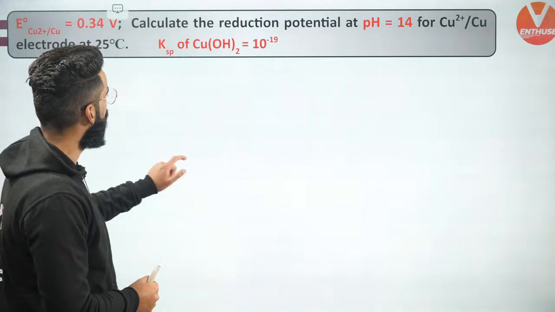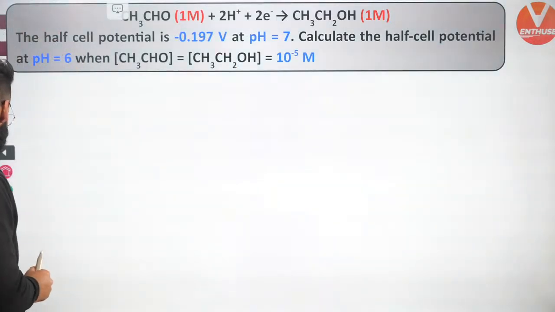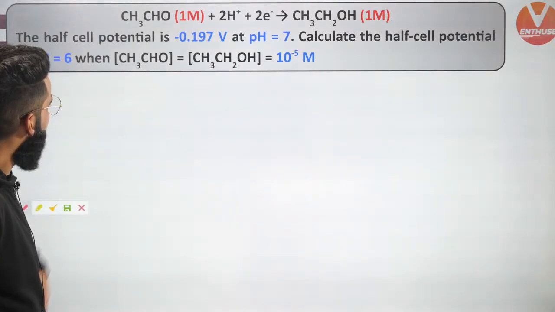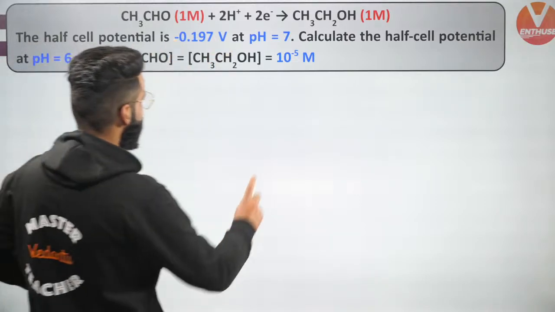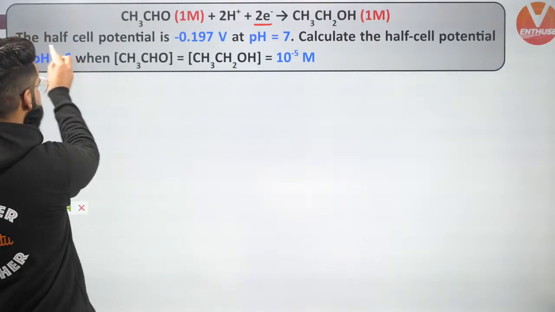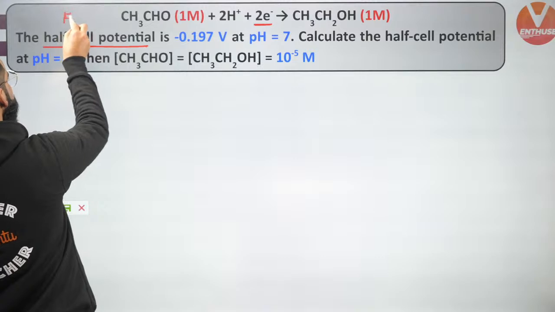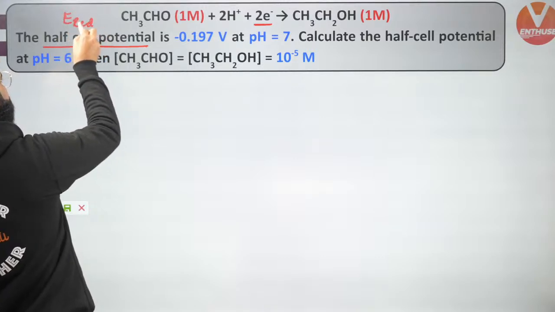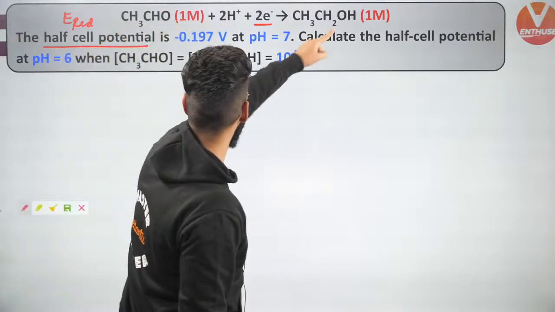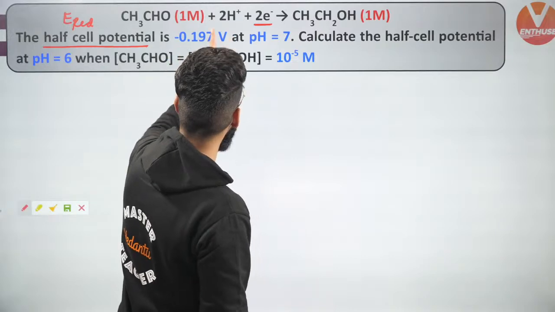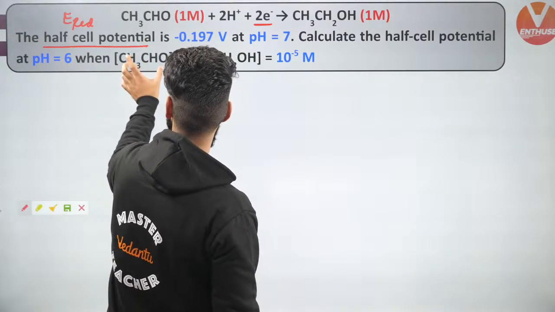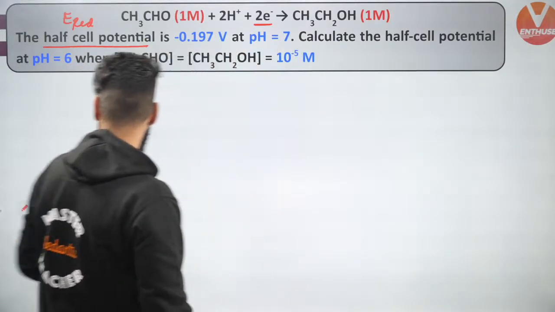Let's move on to one more question which is on our screen. We can easily solve this one as well. See, guys, I'm given the reaction, which is actually the reduction reaction because electrons are being gained right here. The half cell potential means the reduction potential of the electrode whose cell reaction is this one is minus 0.197 volts at pH 7. Calculate the half cell potential at pH equal to 6 when the concentration of CH3CHO is equal to this.